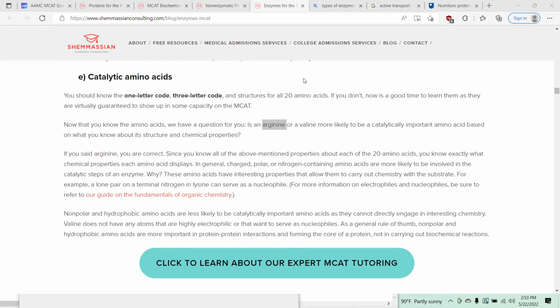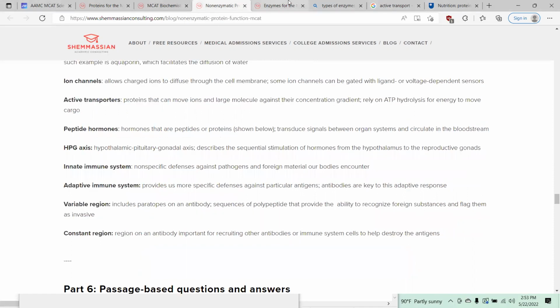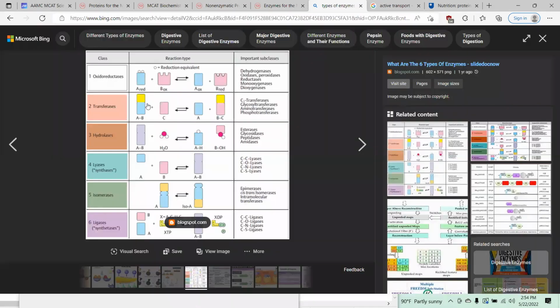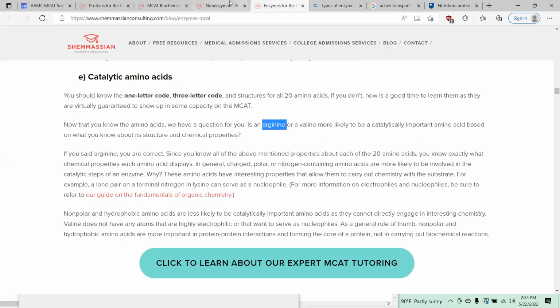We've seen that reactions are all about, how do I explain? We've seen that hydrophobic stuff doesn't really do well in the aqueous environment, right? So these guys that are nonpolar, the valine is nonpolar and hydrophobic. So this is not going to be something that is very enzymatically active.